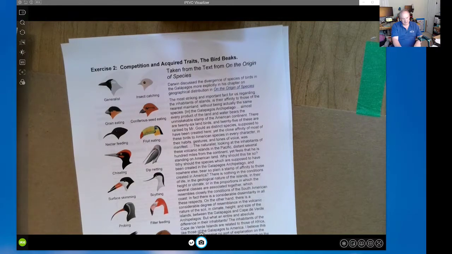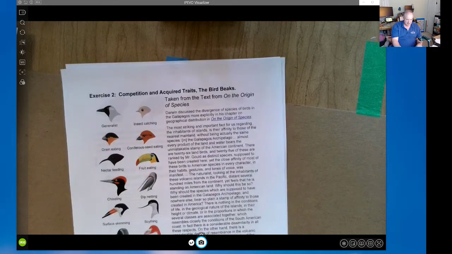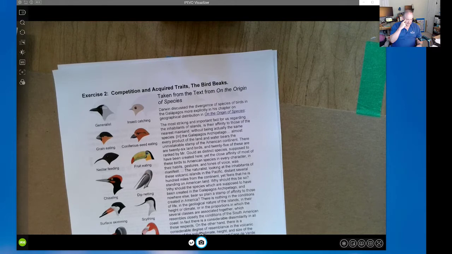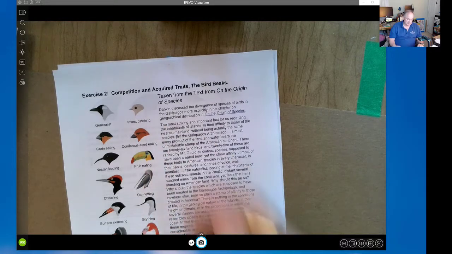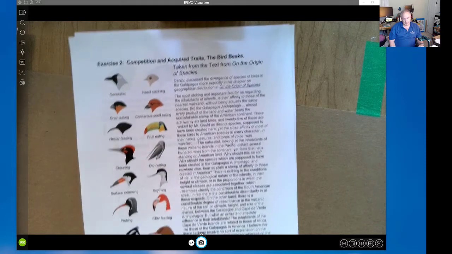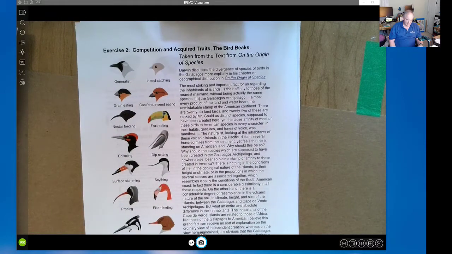Now, the next section is on bird beaks, and it's really the Galapagos Island tour that Darwin had done, and he was able to log the various bird beaks from finches. And I gave you a fair amount of birds with different beaks on them. You can see in your handout.